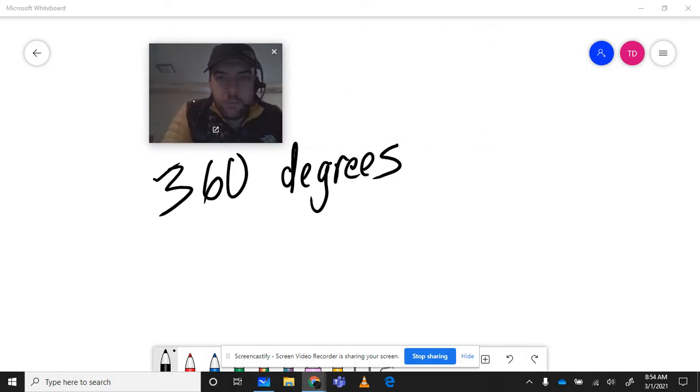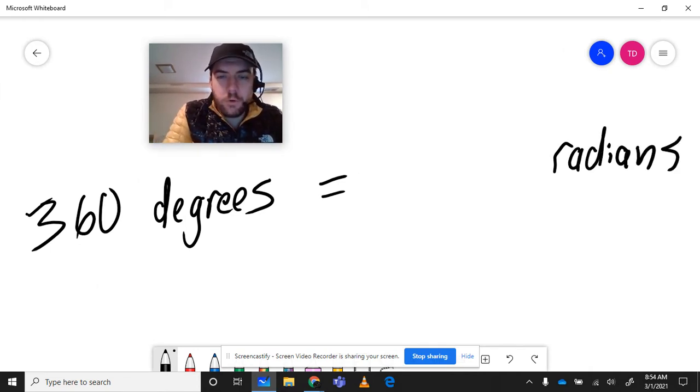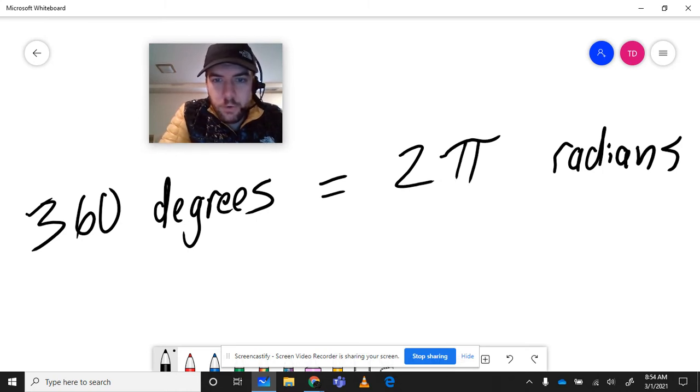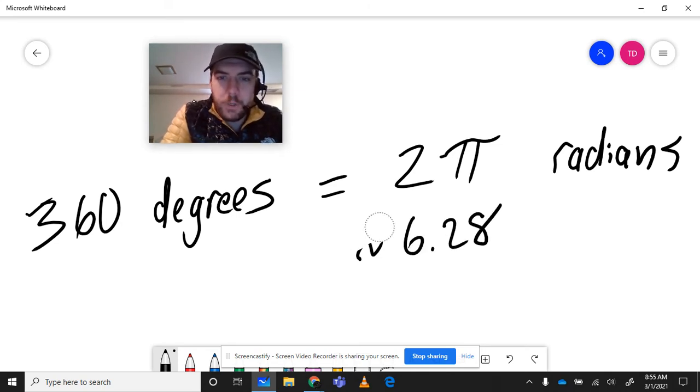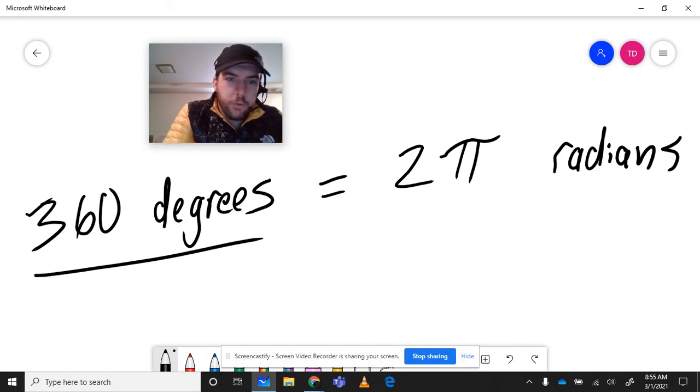Now, there's a different unit system called radians. The number of radians in a circle: radians are larger. There are a little bit more than 6 of them, but to be precise, there are 2 pi radians in a circle. So approximately 6.28 radians in a circle. Now, let's talk about why we might want to use this number system over this one.